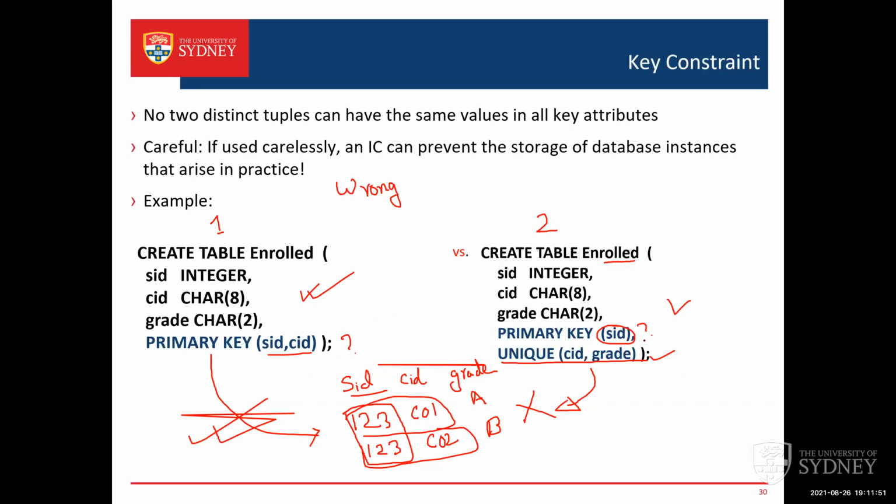Someone is talking about unique. Unique means that data will be unique. That is a candidate key. I cannot repeat that.